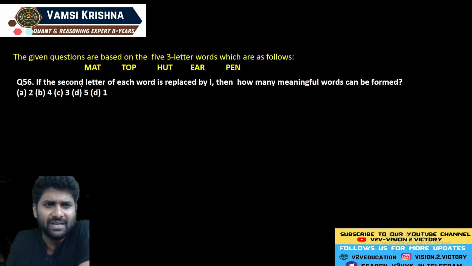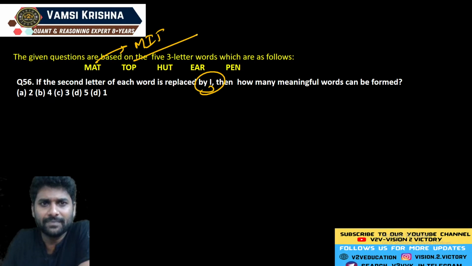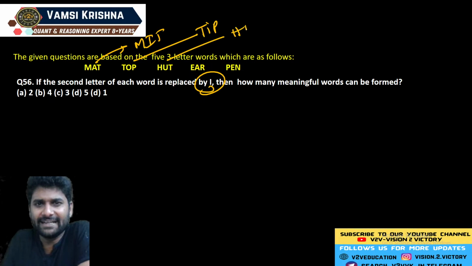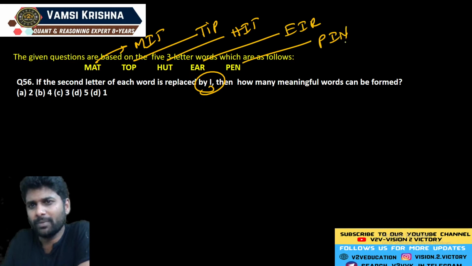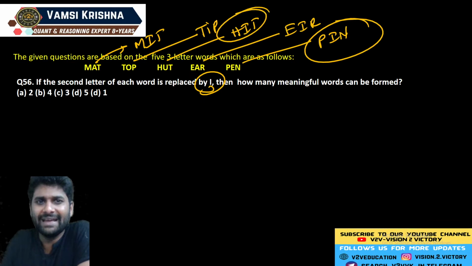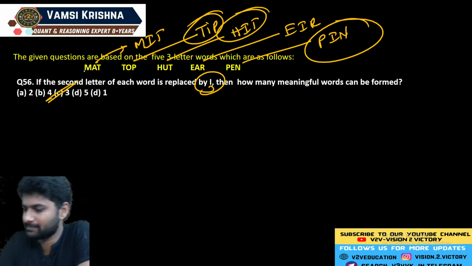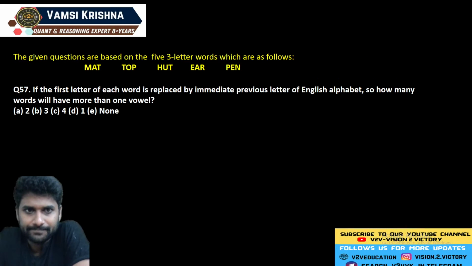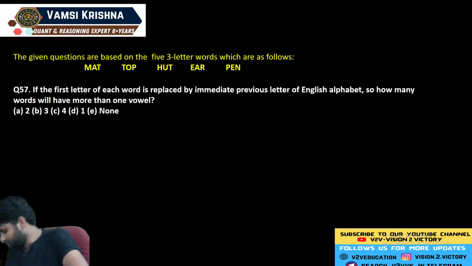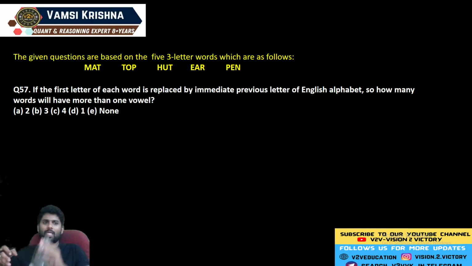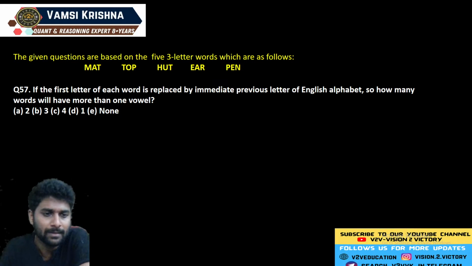Read the information. Second letter of each word is replaced by I. So you will get this is for MIT, this is for TIP, this is for HIT, this is for EIR, this is for PIN. Now the question, how many meaningful words can be formed? Pin, hit, tip. So overall 3 guys.